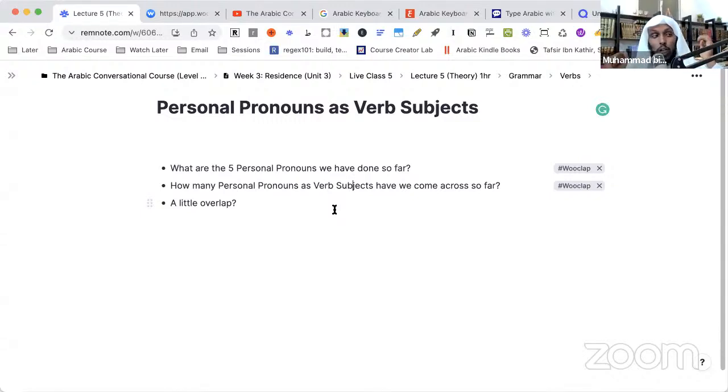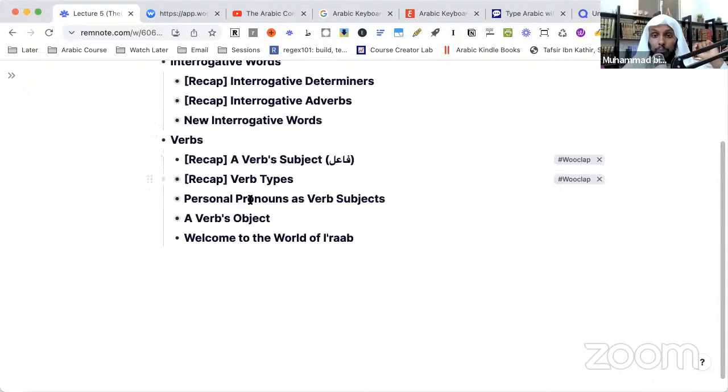Okay? So yashrabu is a complete sentence. Tashrabu is a complete sentence. Ishrab, drink, is a complete sentence. Okay? All of these, they have their verb subjects there, they're embedded. So even though we said that every verb has to have a subject, it doesn't mean that it has to have a separate noun that comes with it that is actually pronounced. No, it could be a pronoun. It could be a personal pronoun that's embedded within the verb itself. Okay? I hope that's clear.